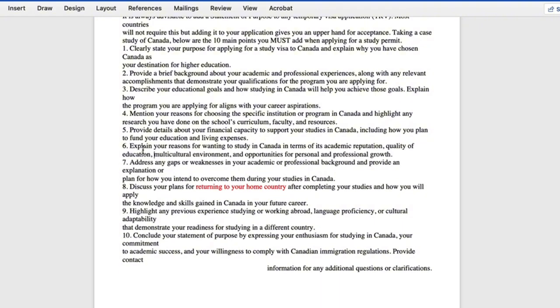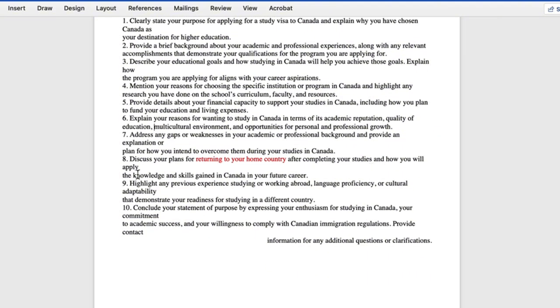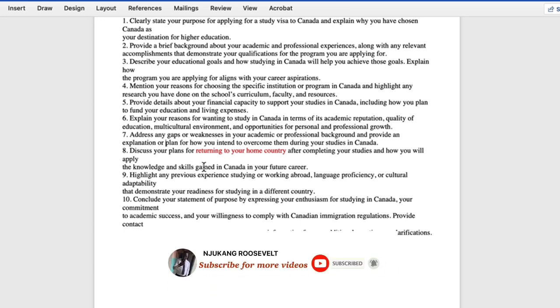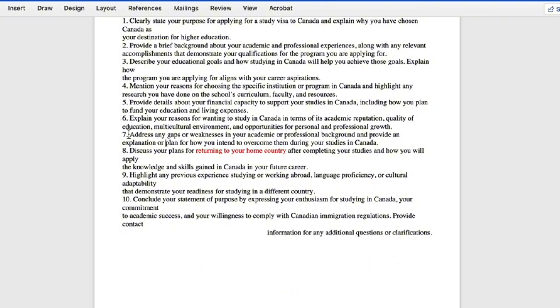Now, 6 is explain your reasons for wanting to study in Canada in terms of its academic reputation, quality of education, multicultural environment, and opportunities for personal and professional growth. The 7th feature on our list should be address any gap. Very, very important. Sometimes some people tag this as letter of explanation. Explaining this gap simply means you are providing an additional explanation to something that might raise concern in your visa application. So address any gaps or weaknesses in your academic or professional background and provide an explanation or a plan on how you intend to overcome them during your studies in Canada.